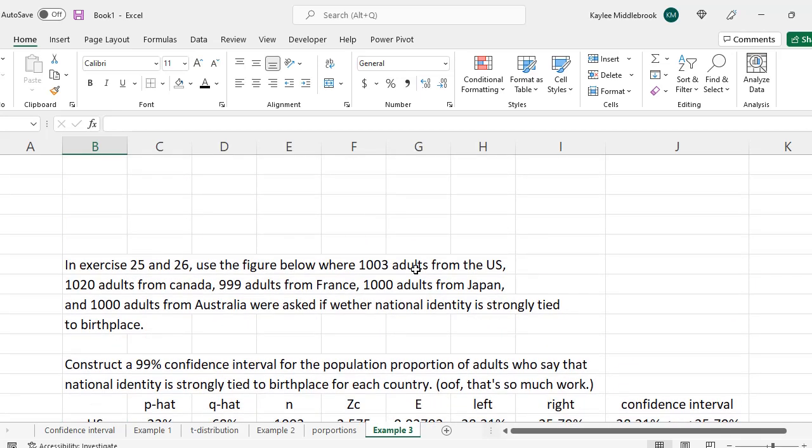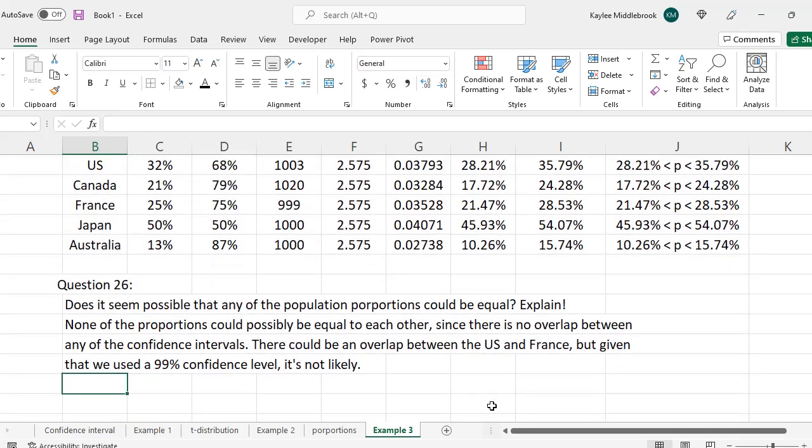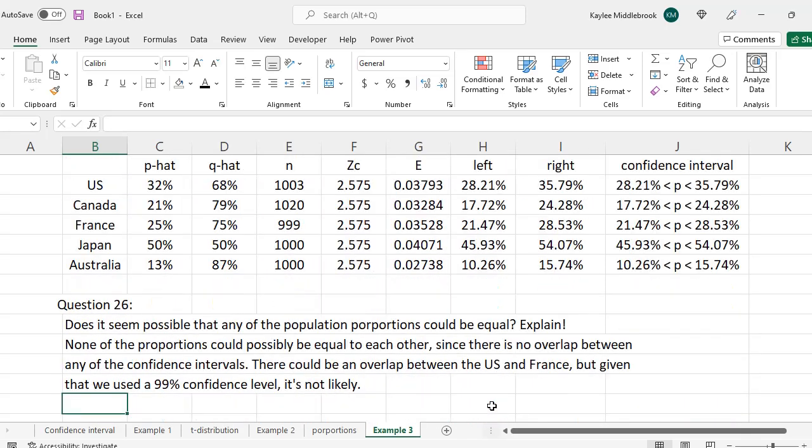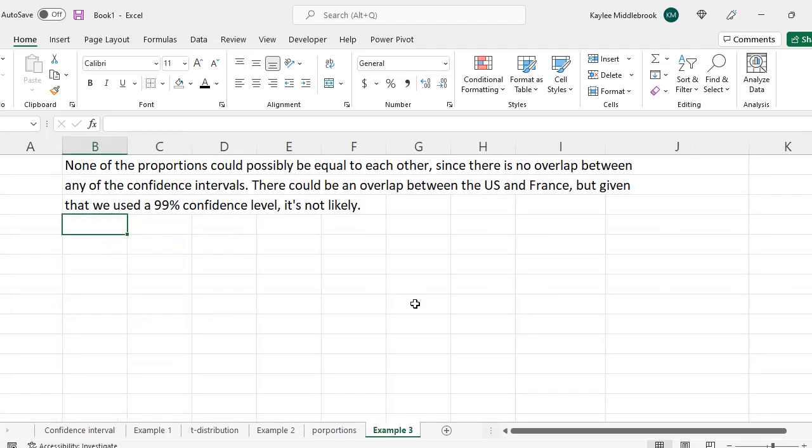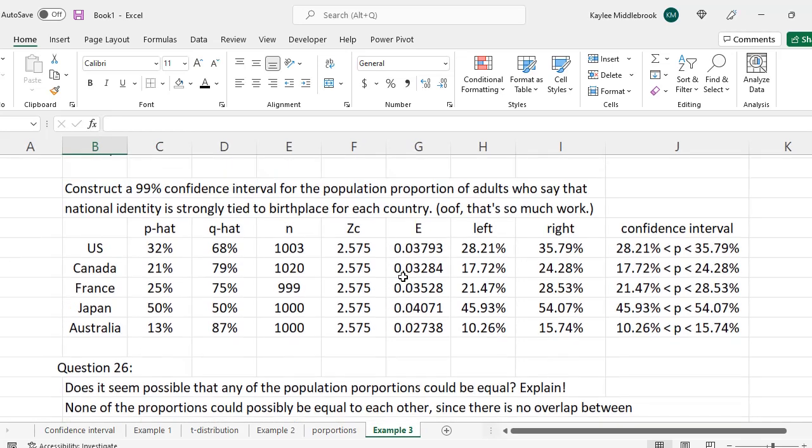That's all I have for you guys today. I would also highly recommend checking out question number 20 in this section, and then giving that a try and making sure that you know how to use the minimum sample size equation. And then other than that, that's basically all you guys need to know.